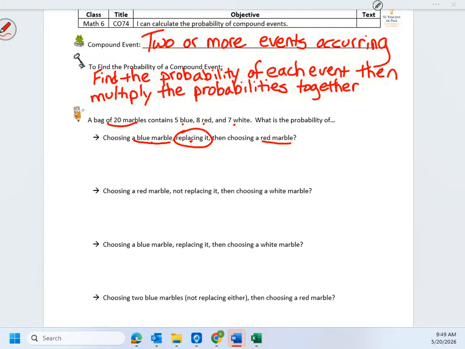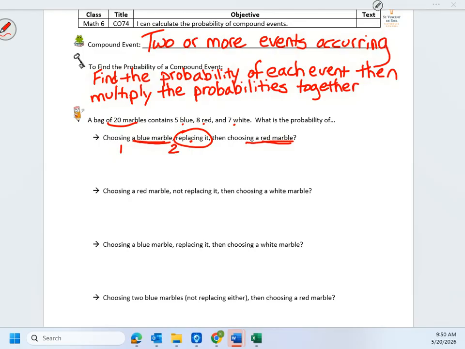So we have how many events happening? Joy. What are my events that are happening? So remember, the event is the choosing. So the replacing the marbles, it's an action, but it's not an event. You're just putting it back in the bag. So it's 2 events, okay? We choose a blue, and then we choose the red. So we have 2 events. So event 1 and event 2.